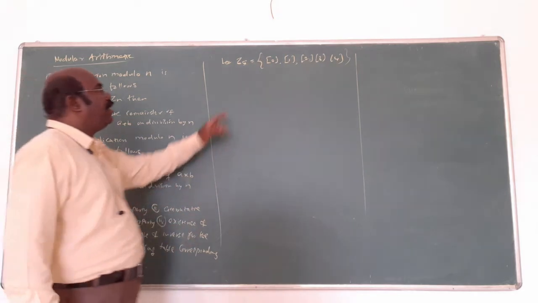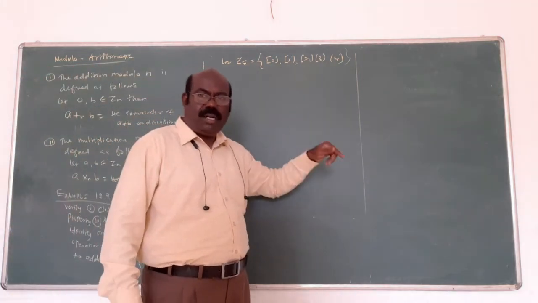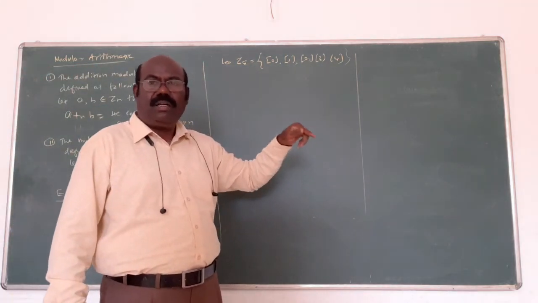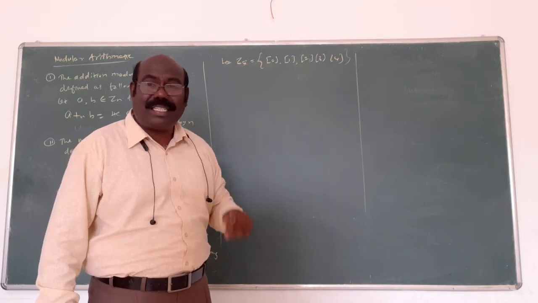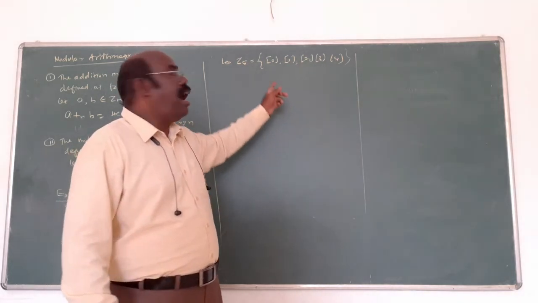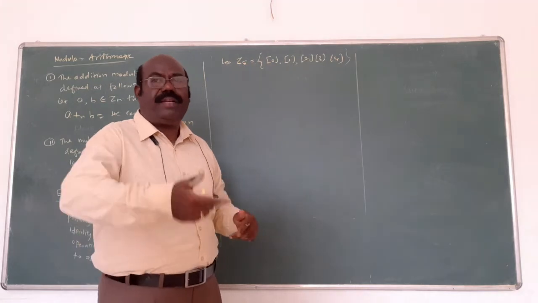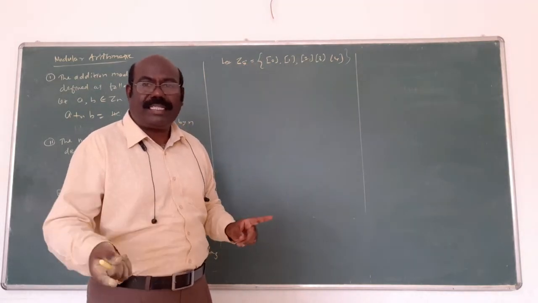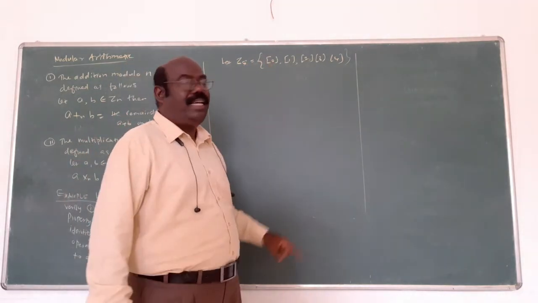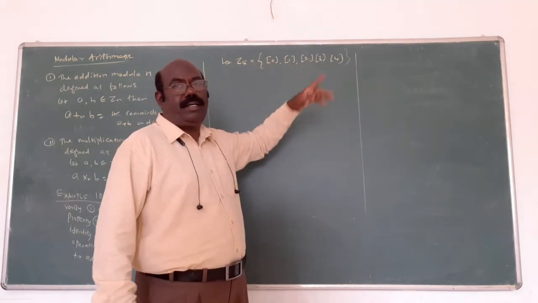Now Z5 is what? Start with 0, 1, 2, 3, 4. 5 will not come. What is the reason? 5 is coming on addition modulo 5: 5 divided by 5 one time, what is the remainder? Remaining 0. 0 is already there. This bracket is called the modulo number.